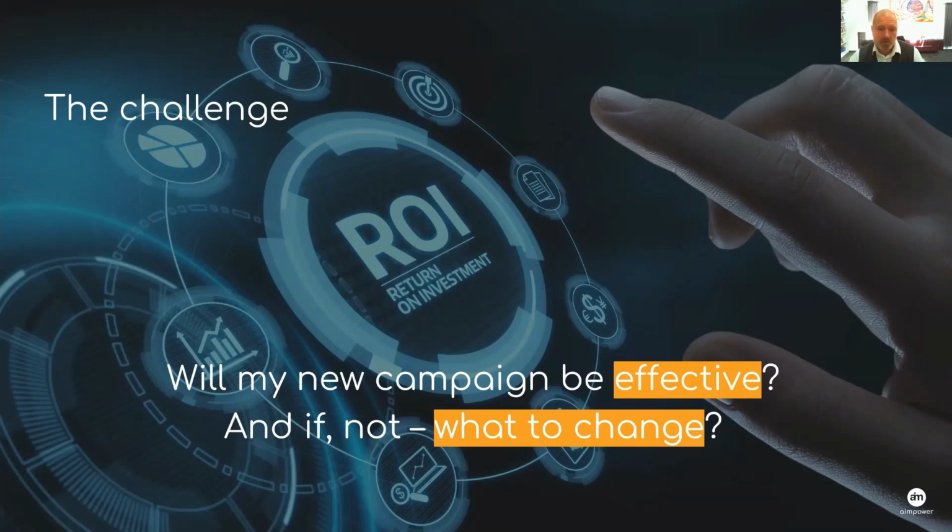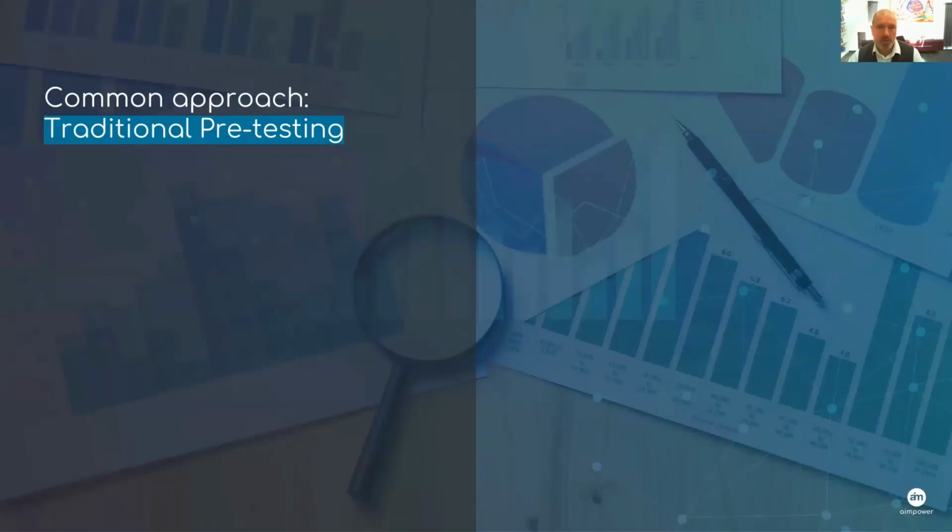Now, the current go-to solution to answer these questions is to run what's called a pre-test. Conceptually, pre-tests are relatively straightforward. We invite a few hundred people from the intended target group, so a representative sample. We show them the ad, and we ask them a bunch of questions, such as, what do you like about the ad? Do you find it credible, or would you buy the product given the ad?